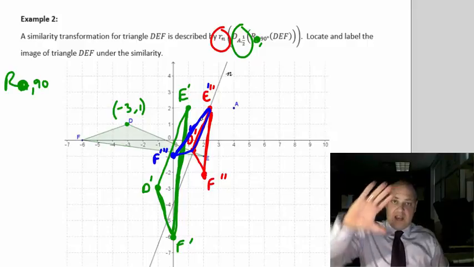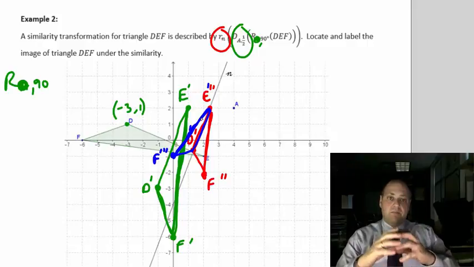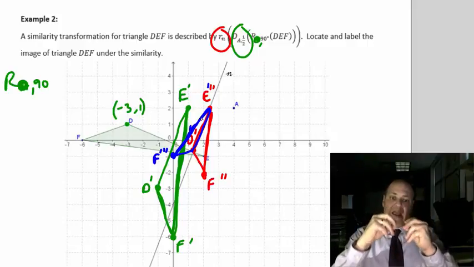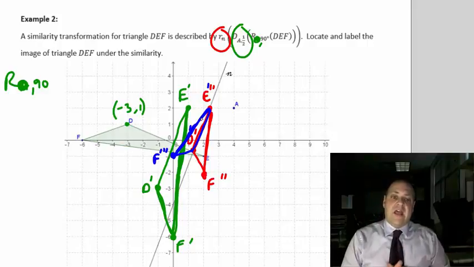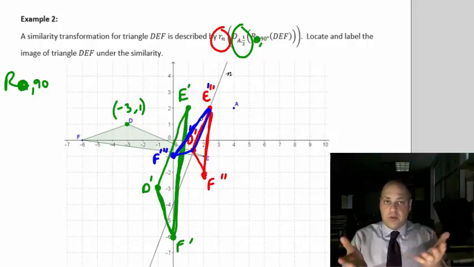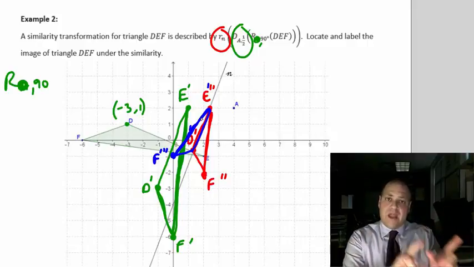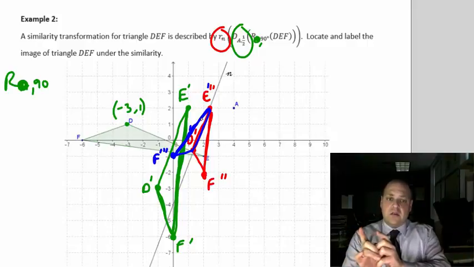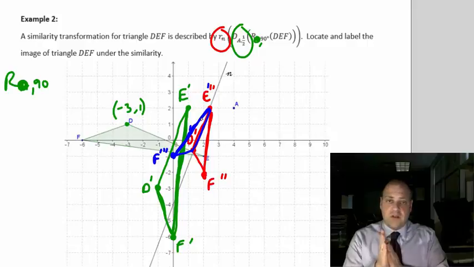So what we did is we rotated, then we dilated it smaller by a half, and then we flipped it over line N, and we got our final answer there. You'll be doing this in class tomorrow. Like I said, you've got to take your time with it. You've got to do one piece at a time. You always work from the end and back. Okay, work backwards. So I will see you tomorrow for that.